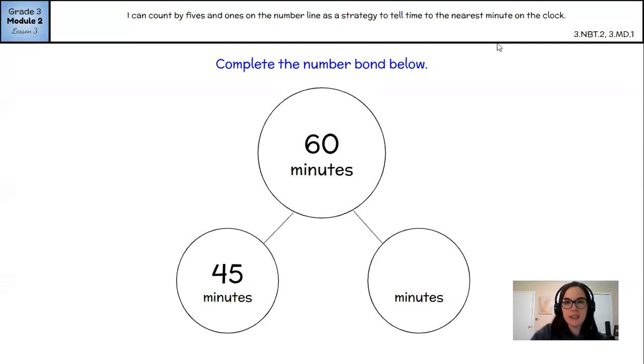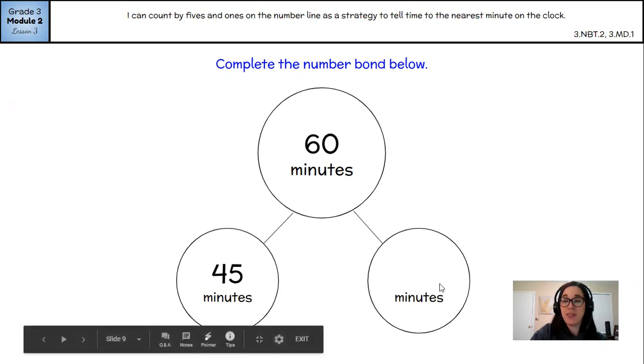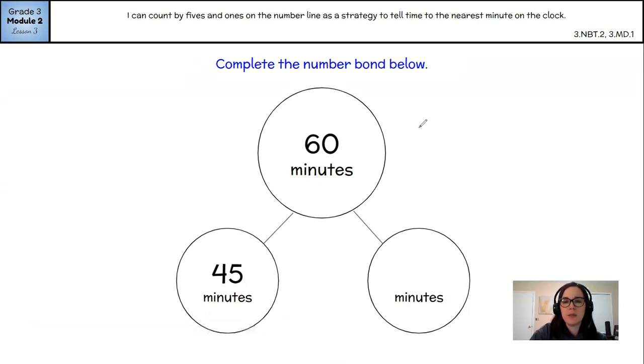Okay, so same idea here. Complete the number bond below. So our whole is 60 minutes, and we have to take away 45 minutes to see how many we have left. So we can think of that in two different types of ways. We could think of it like 45 plus, oh, sorry guys, let me erase that.